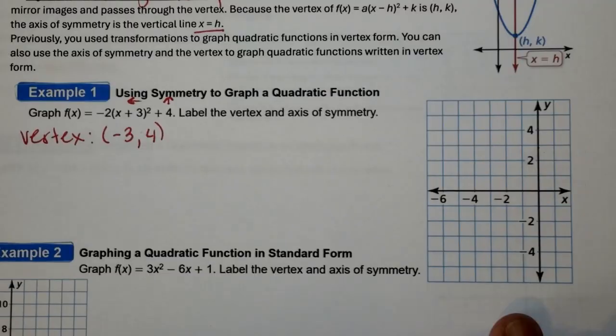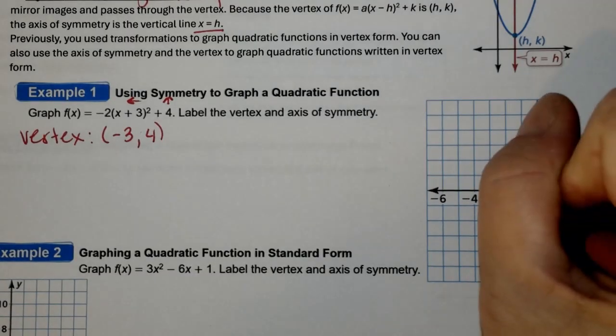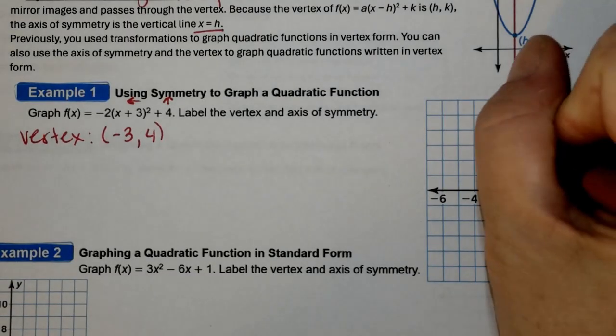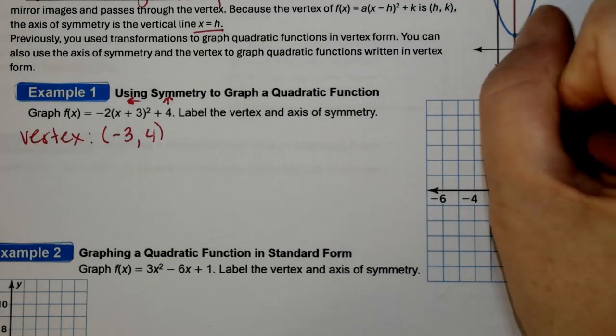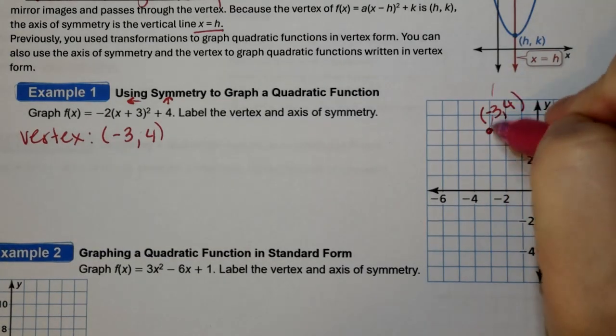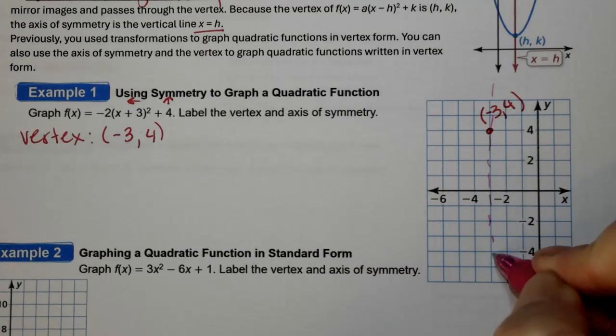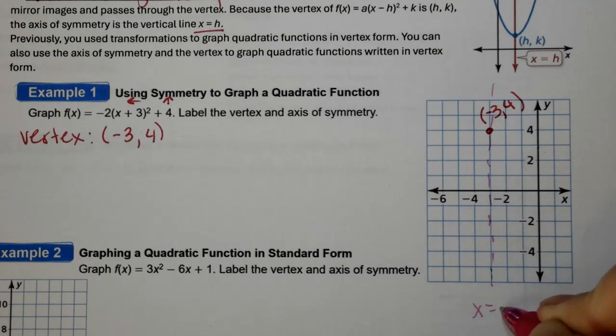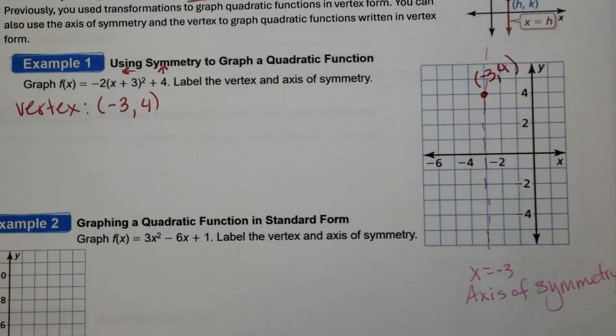All right, so let's graph it. We have -3, then 1, 2, 3, 4. So here's our vertex, (-3, 4). We now know our axis of symmetry. So our axis of symmetry goes right down here. This is where x is equal to -3. That just says axis of symmetry.